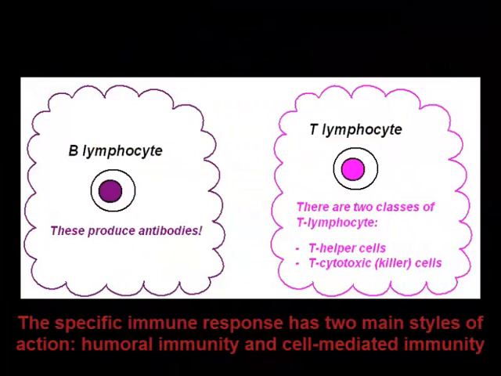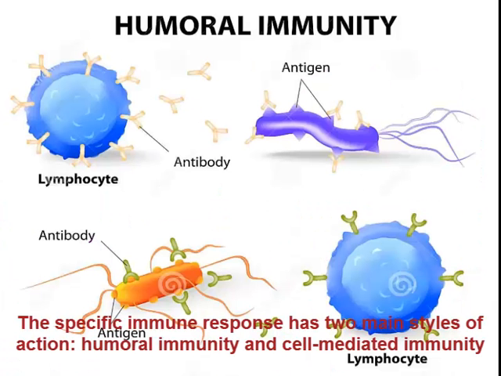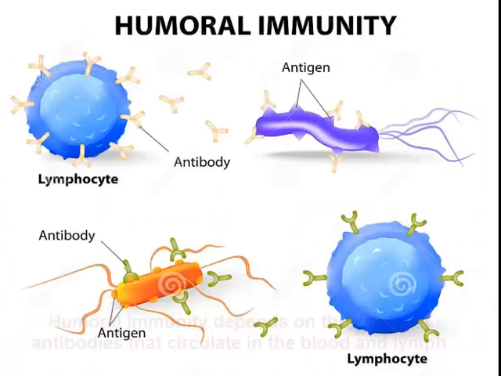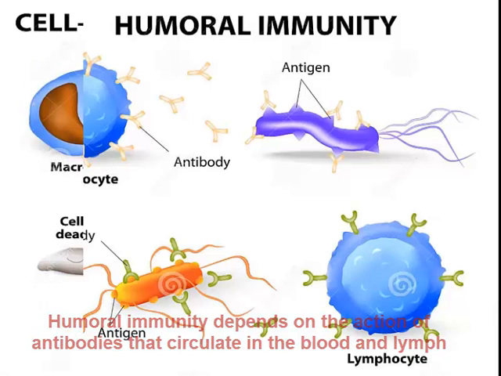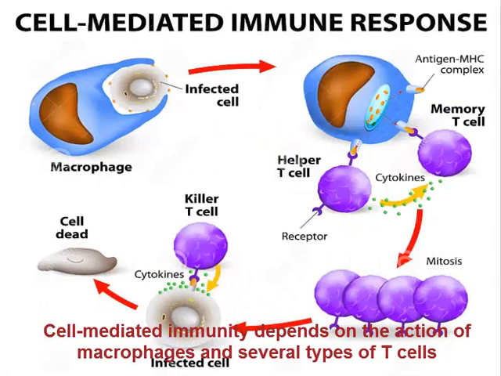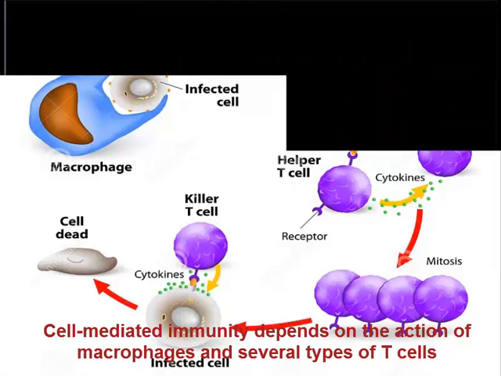The specific immune response has two main styles of action: humoral immunity and cell-mediated immunity. Humoral immunity depends on the action of antibodies that circulate in the blood and lymph. Cell-mediated immunity depends on the action of macrophages and several types of T cells.